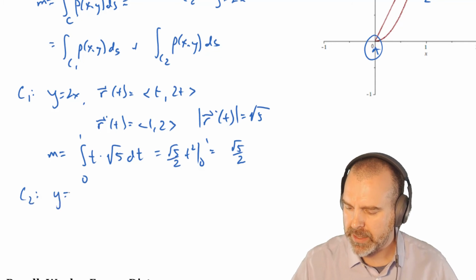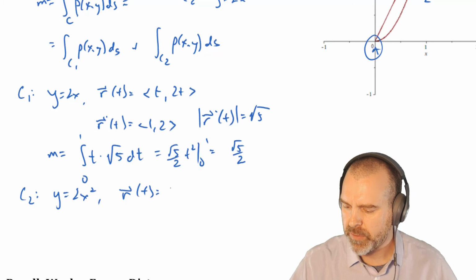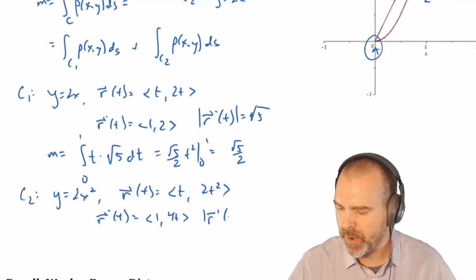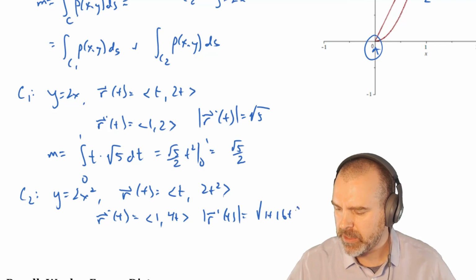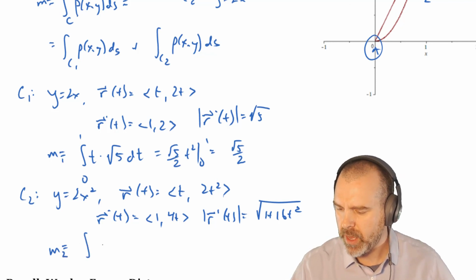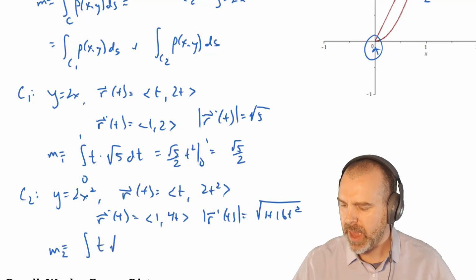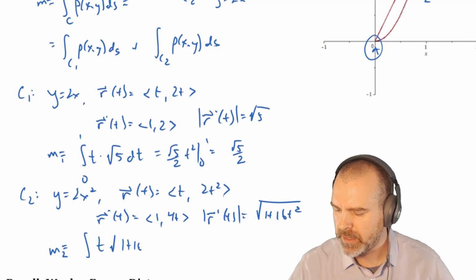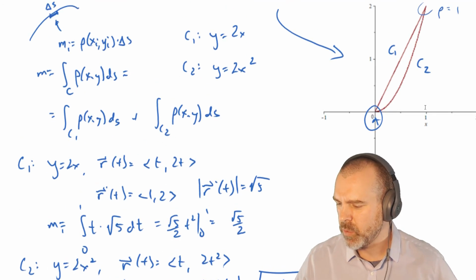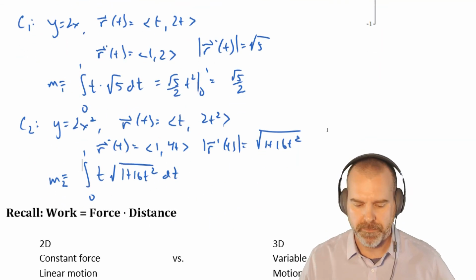And then for C2, y is equal to 2x squared. So the parametric version of that would be t and 2t squared. R prime here, a little more interesting. That would be 1 and then 4t. So the magnitude of r prime would be the square root of 1 plus 16t squared. I guess we should call the one above m1, call this one m2. That's the integral of, again, we're integrating x, so that's t. And then we have the magnitude of r prime, square root of 1 plus 16t squared dt. And again, we're going from 0 to 1. We won't always, but here the x value is 1. And so for these two examples, it has been 0 to 1.